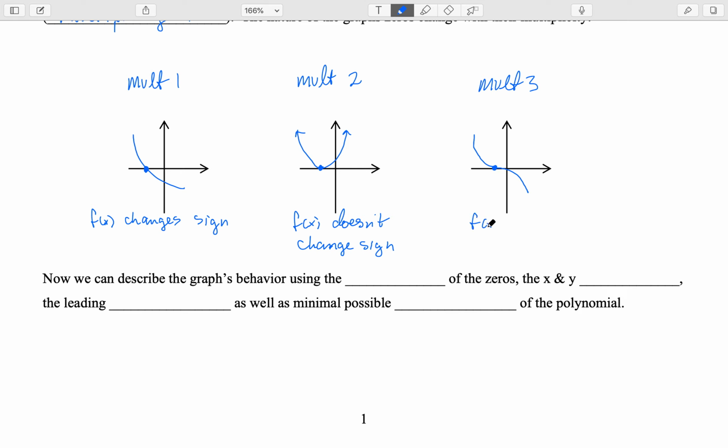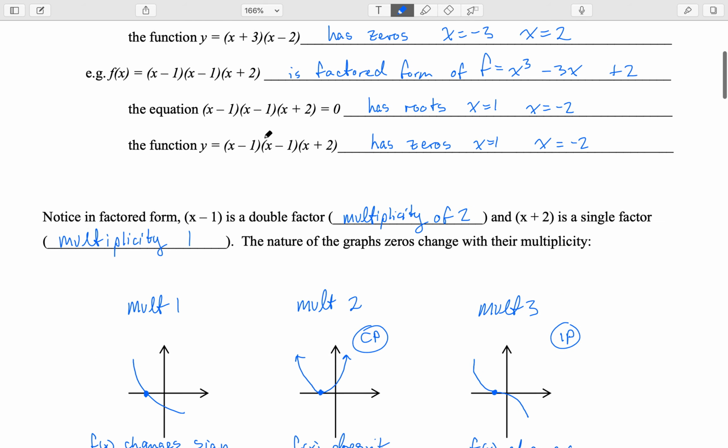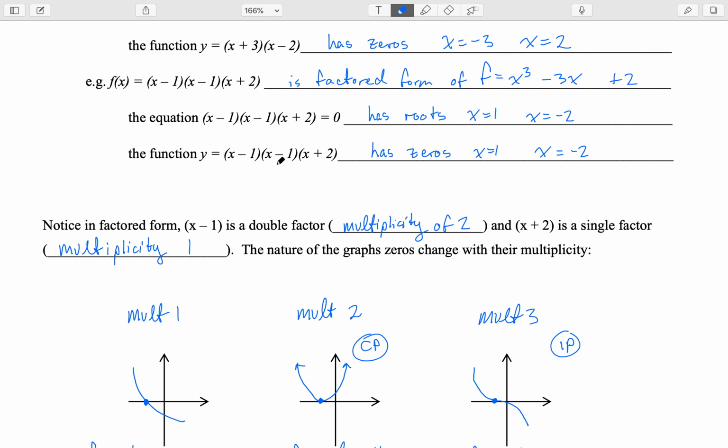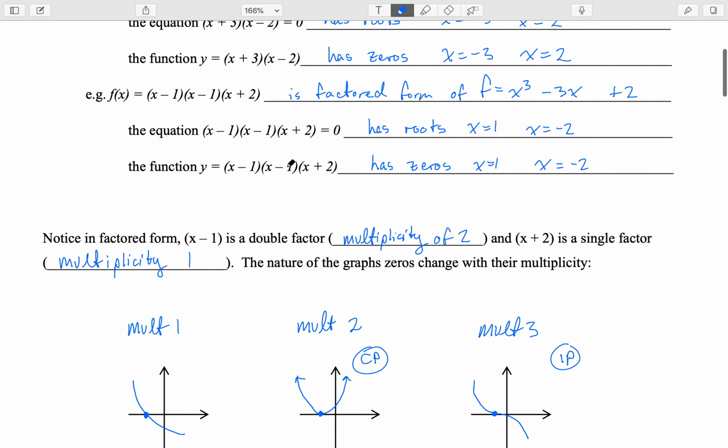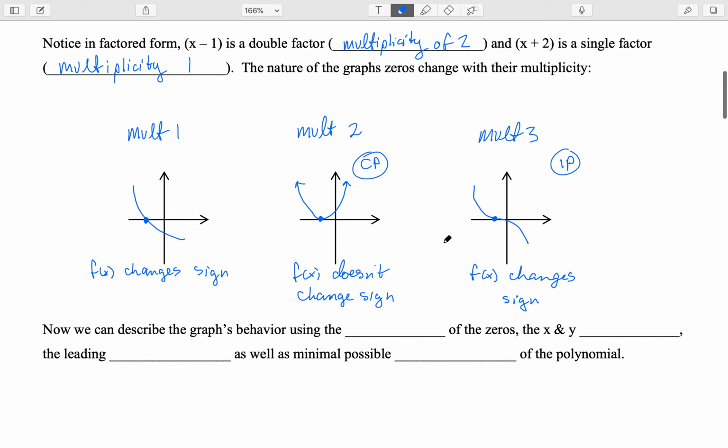So f of x changes sign. Yeah, it does. Changes sign. And curvature changes. We're allowed to call this an inflection point. However, the textbook would never use the phrase inflection point because people don't know what that is. We know that this is an inflection point. We know that this is a critical point, right? So if you look at the equation, if it has a multiplicity of 2, it's going to be a root like this. And you know what? If you were to quickly do derivatives and stuff like that, you would find out why, right?